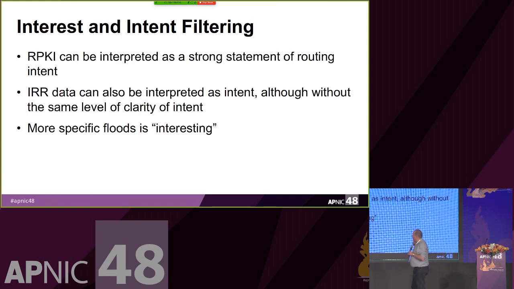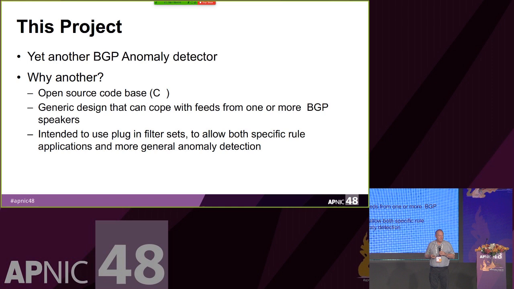RPKI and the IRR. I like the RPKI for this because there's a much more positive currency here. It's very hard to put old, inaccurate crap inside RPKI because you don't have the keys for it. On the other hand, for IRR, nah, who knows, who cares. IRRs are very confusing. So the things that I think are interesting, the RPKI gives me an interest filter. IRR gives me a better than nothing, and more specific floods are always interesting in terms of anomalies.